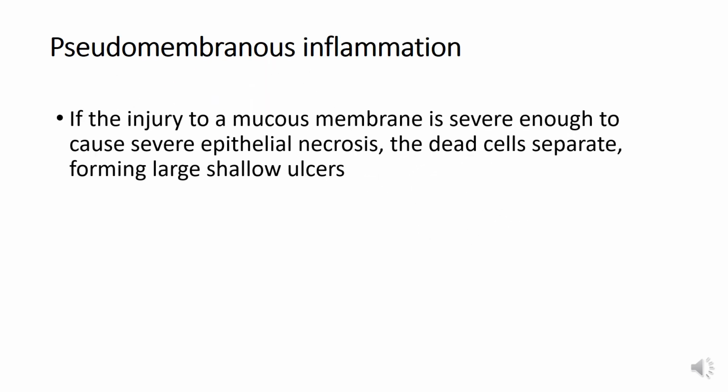Now let's look at another type of inflammation. We call it pseudomembranous inflammation. This is a more severe and serious form of inflammation, as we shall see. It usually follows injury to the mucous membrane, and this injury is usually so severe that it causes epithelial necrosis of the mucosal lining. When this necrosis happens, it is mixed with fibrin deposition and other cellular elements, and then it detaches from the surface.